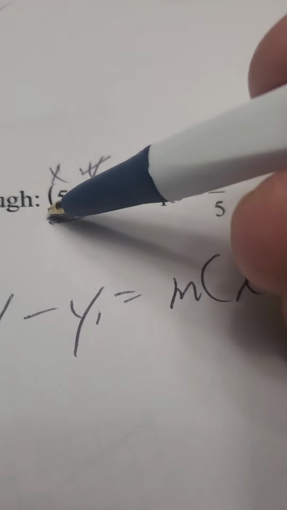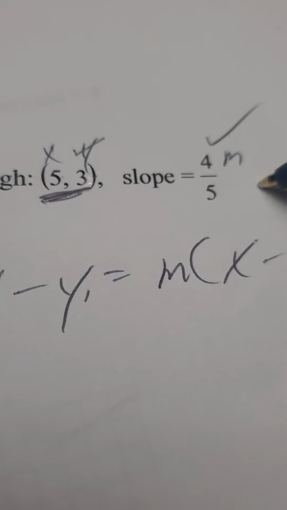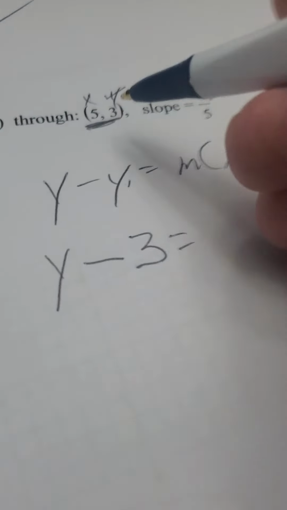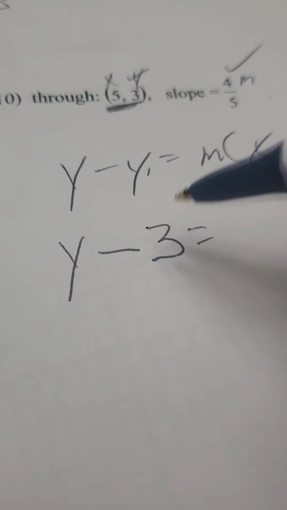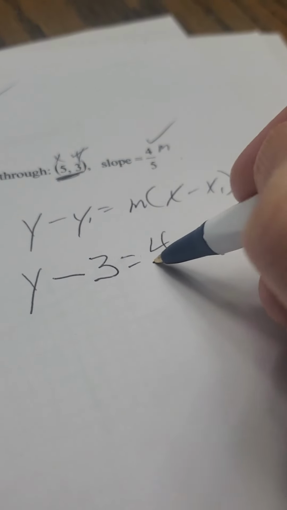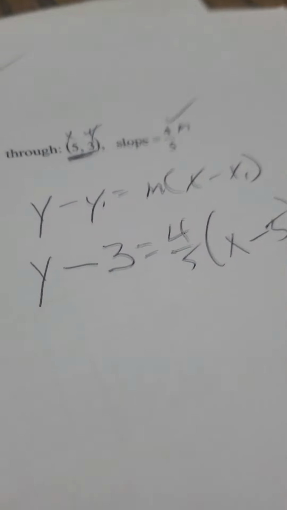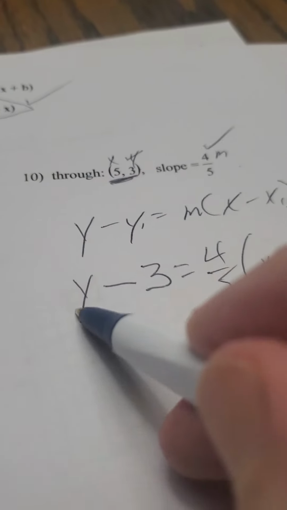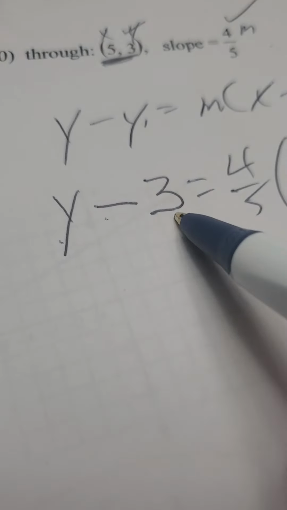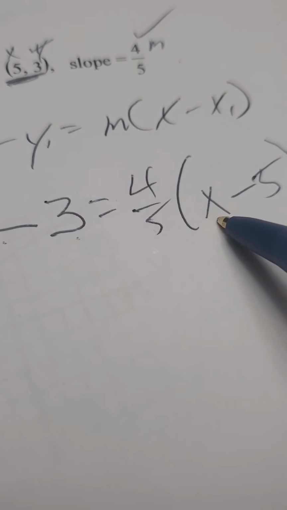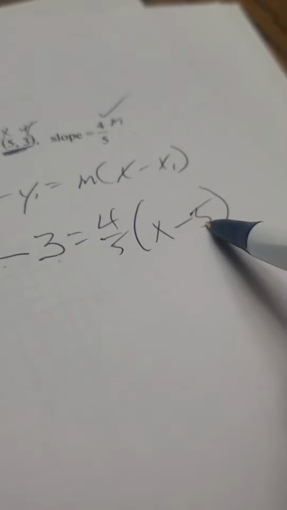X, y, m. X, y, m. Y minus 3. Y is 3. Slope is 4/5. X minus 5. The y stays, the minus stays. I plug in 3. I plug in slope. X stays, minus stays. I plug in 5.